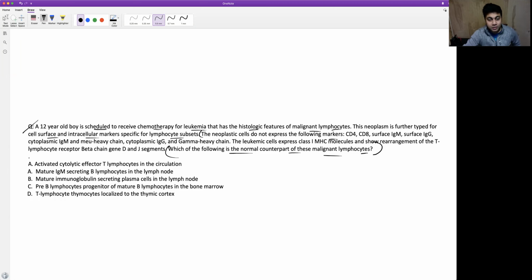The neoplastic cells do not express the following markers: CD4, CD8, surface immunoglobulin M, surface immunoglobulin G, and cytoplasmic markers. Why cytoplasmic? Because remember, they're typing this cell for intracellular markers also. So let's say this is the cell. They are not only looking at the cell surface markers, they are also looking inside the cell.